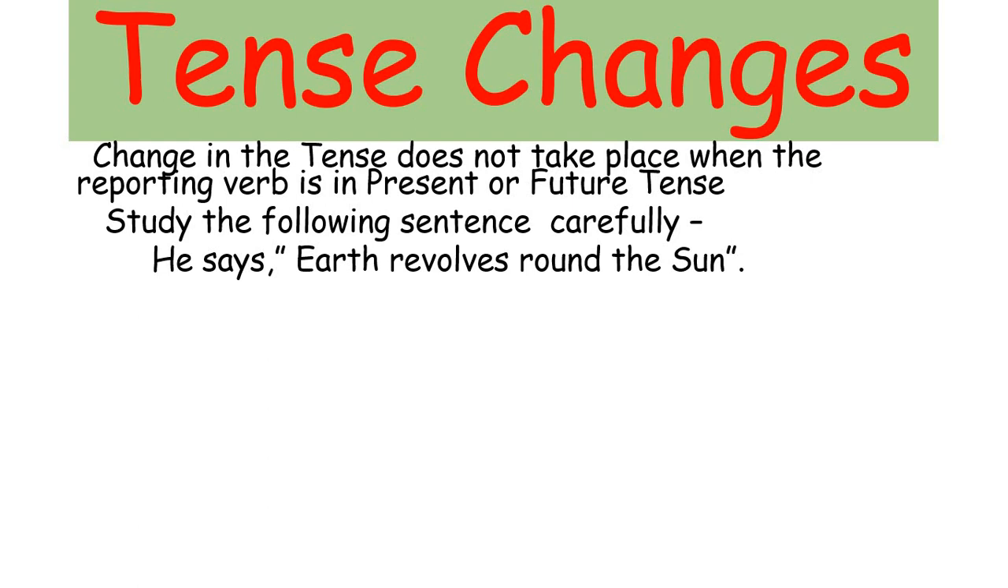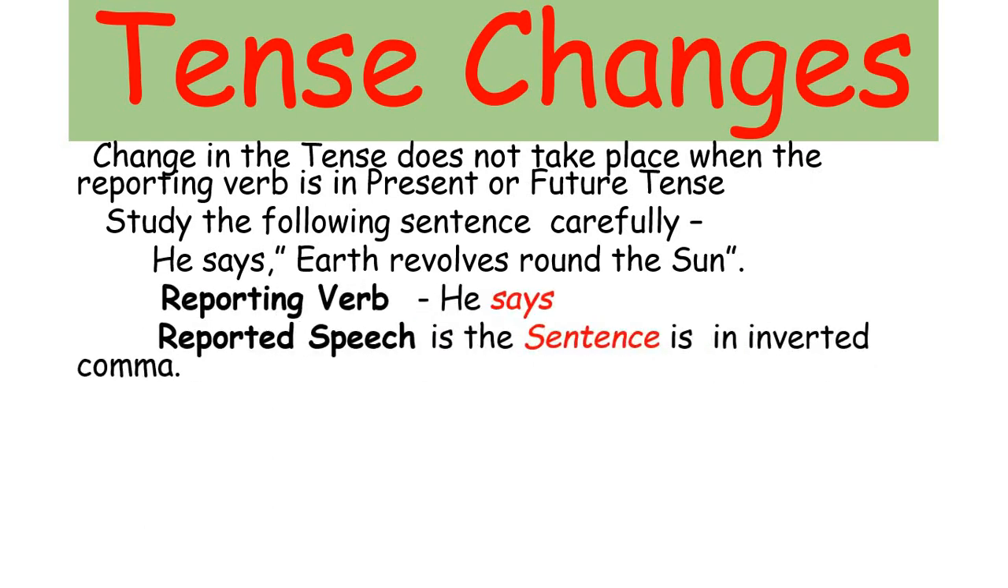Now you might be confused about what the reporting verb and what the reported speech is. Let us discuss here. The reporting verb here is the "says" in "he says". Now reported speech is the sentence which is given in inverted commas. "Earth revolves around the sun" is the reported speech, because this is what was said.